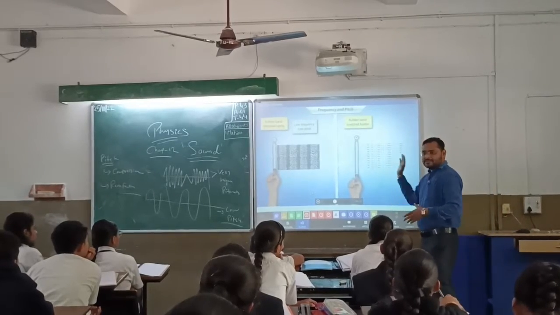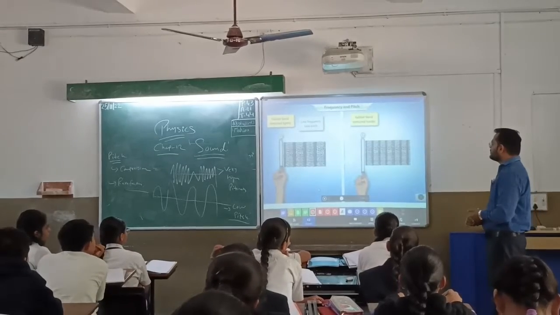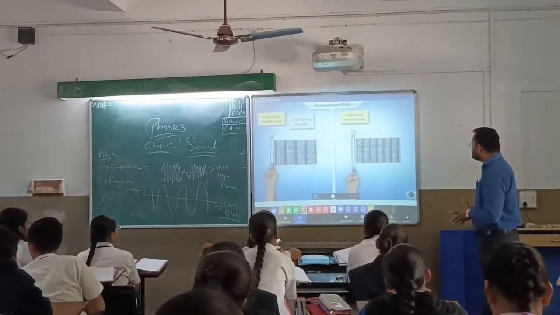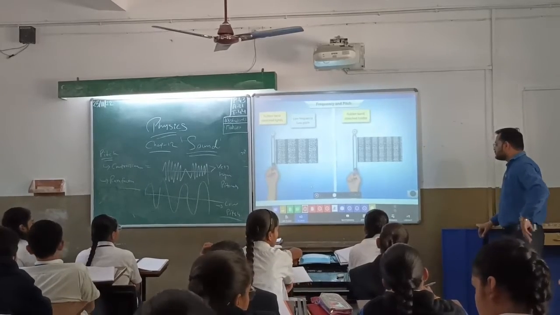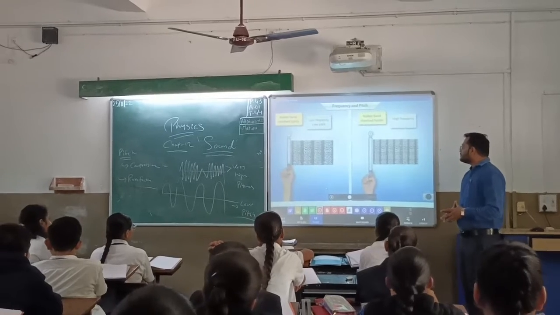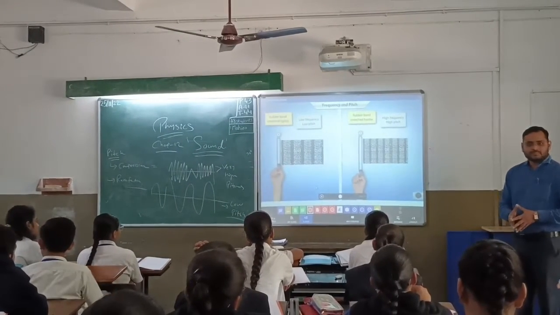But when the rubber band is stretched harder and plucked, it shows more vibrations per unit time. Very fast, moving very fast. That is, a higher number of compressions and rarefactions pass a fixed point per unit time. This means that the sound produced has a higher frequency and it is sensed as a high-pitched sound.